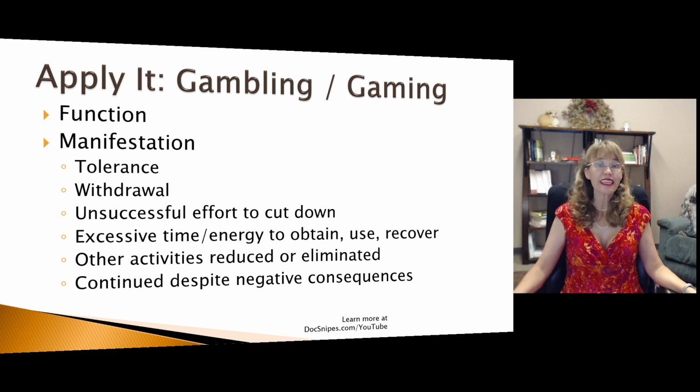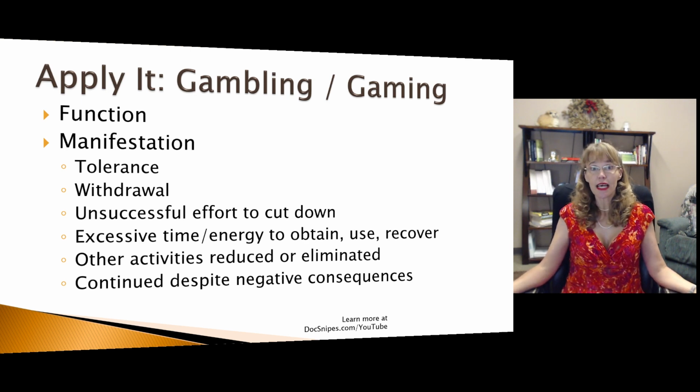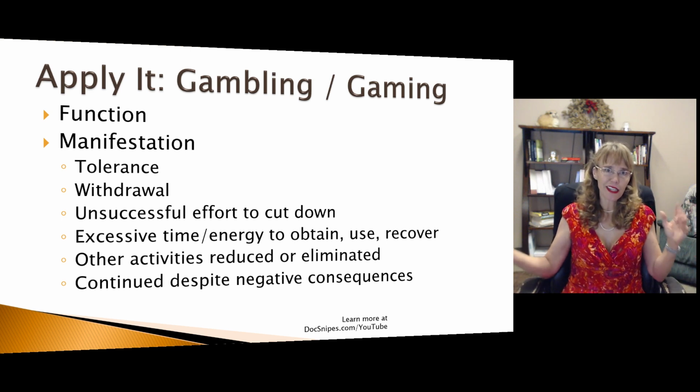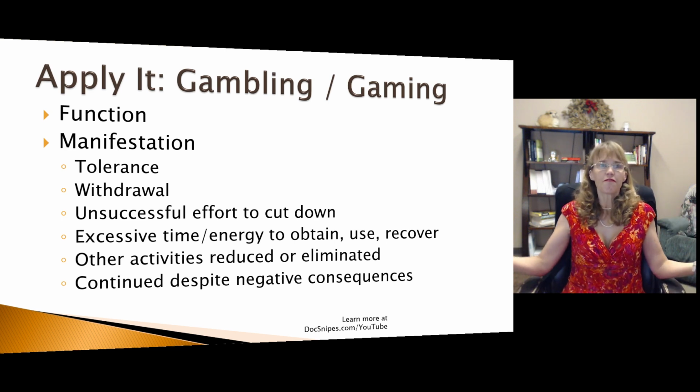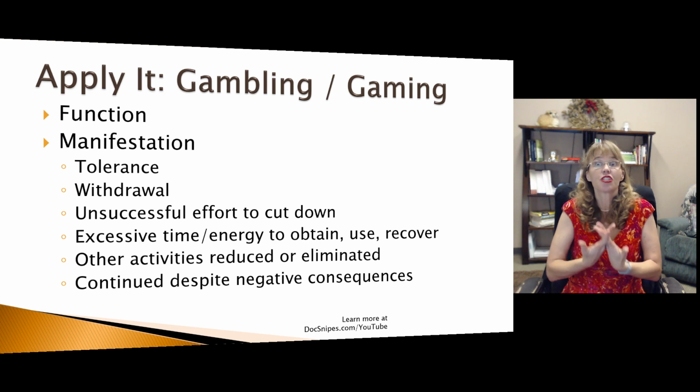Speak of the devil, gambling and gaming. And I put these both on the same slide. They are not the same. But the DSM actually has started to recognize compulsive gambling and internet gaming disorder as problems. So these are kind of recognized in the DSM-5. The function, same function of every addictive behavior, help the person cope with distress.